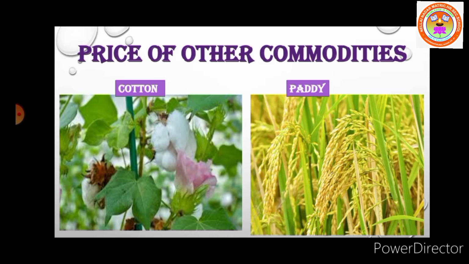Next, let us see the price of other commodities. The prices of substitutes and complementary goods also affect the supply of a product. The supply of a commodity depends not only upon its price but also on the price of other commodities. For example, if the price of commercial crops like cotton increases, this may result in a reduction in cultivation of food crops like paddy, and so its supply.